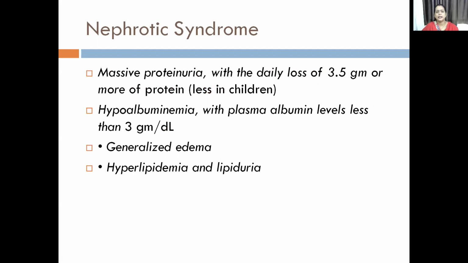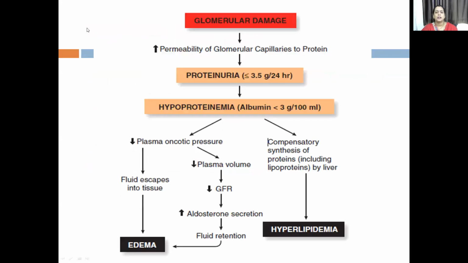Now just a little introduction about the nephrotic syndrome and I'll stop. Nephrotic syndrome, as I told you, is loss of 3.5 grams per 24 hours, hypoalbuminemia, generalized edema, hyperlipidemia, and lipiduria. Five things you have to remember always. The pathogenesis: there is glomerular damage, with increased permeability of glomerular capillaries to protein, that is, a plasma protein leak because of the glomerular damage.